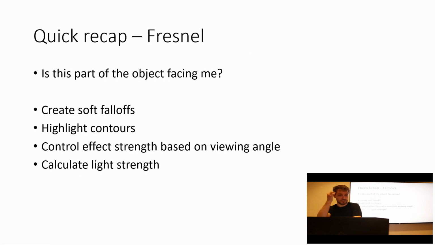Oh, the quick recap for the Fresnel. You can create soft fall-offs with it, you can highlight contours, you can control effect strength based on where something is facing, if it's up or towards you or to the sides, horizontal, etc. And it's used for lighting calculations. And if you really want to know about the lighting calculations, there's a link at the end of the presentation.